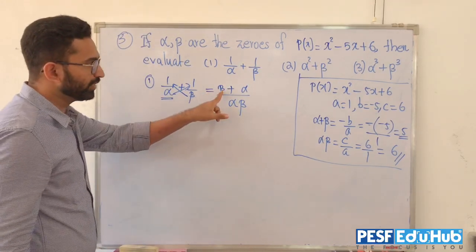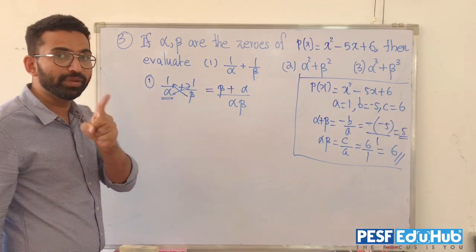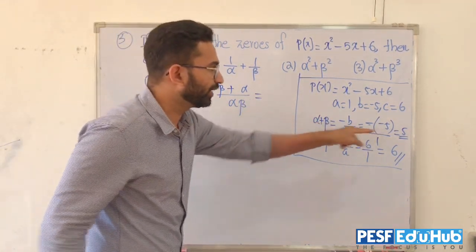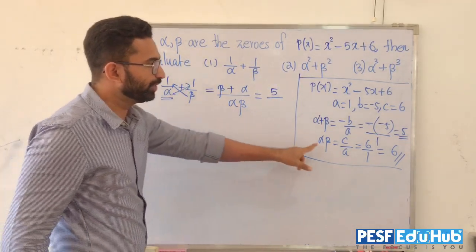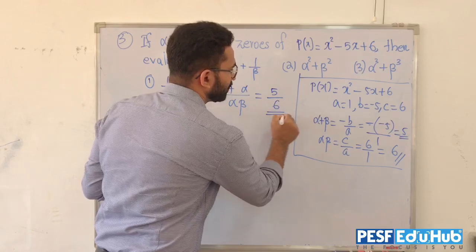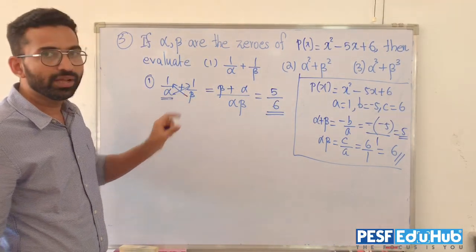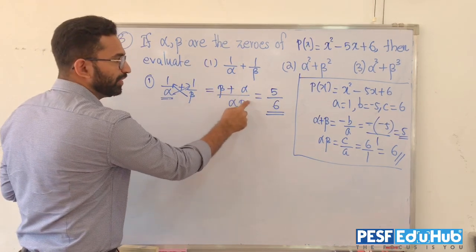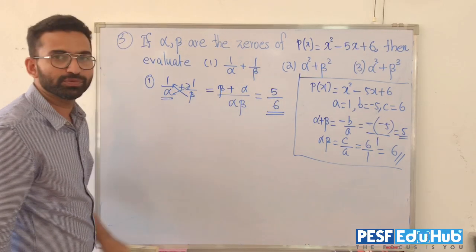So my dear friends, what is the meaning of this beta plus alpha? Beta plus alpha means alpha plus beta, that is the sum of the zeros which we calculated here as 5, divided by alpha beta, which is equal to 6. See, 1 by alpha plus 1 by beta was actually reformed as alpha plus beta divided by alpha beta, and then we substituted and we got the answer as 5 by 6.